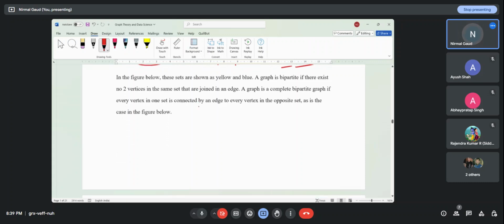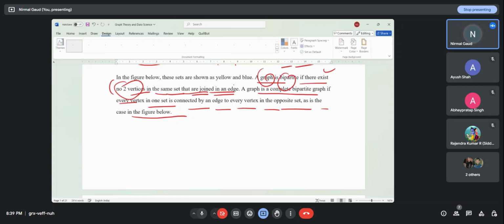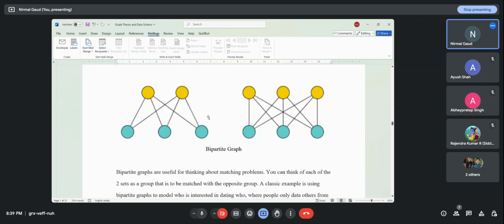A graph is bipartite if there exist no two vertices in the same set that are joined by an edge. That means if every vertex in one set is connected by an edge to every vertex of the opposite set, then it is said to be a complete bipartite graph. Understand what it is trying to say. What does it mean? Understand from here. This is a bipartite graph. How?